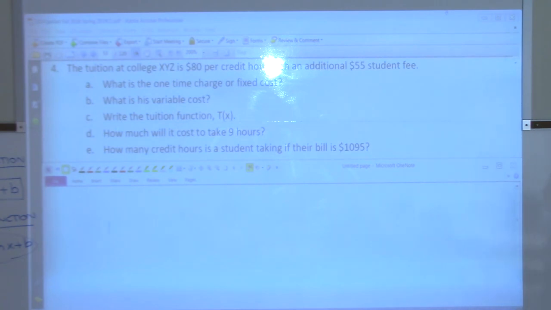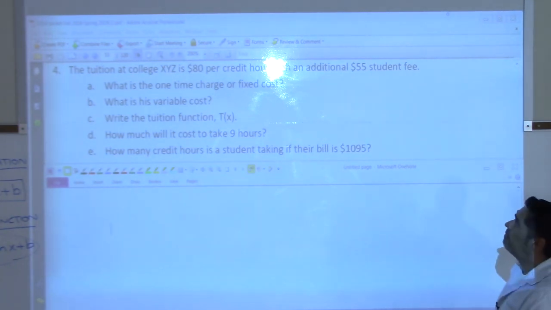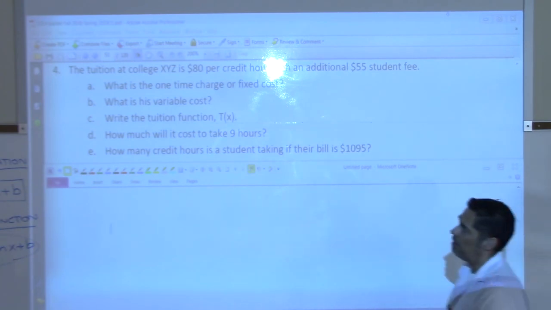So part A is asking what is the one-time charge, or what we call the fixed cost? $55, all right? So no matter how many hours you take, you have to pay some fee. And that's pretty much standard at any college. You have a fixed cost. All right? So what is the variable cost, Gia? What is the cost that actually depends on how many hours you take? The $80. All right?